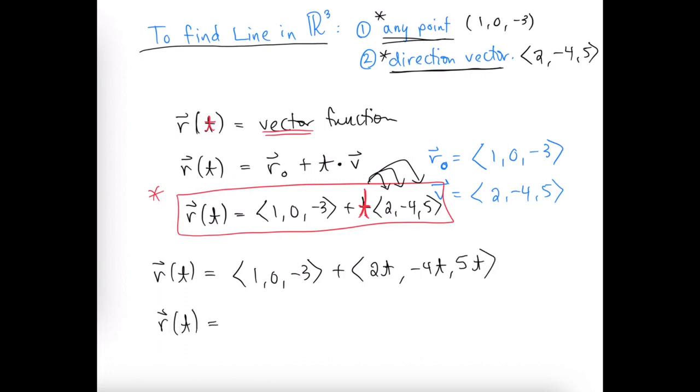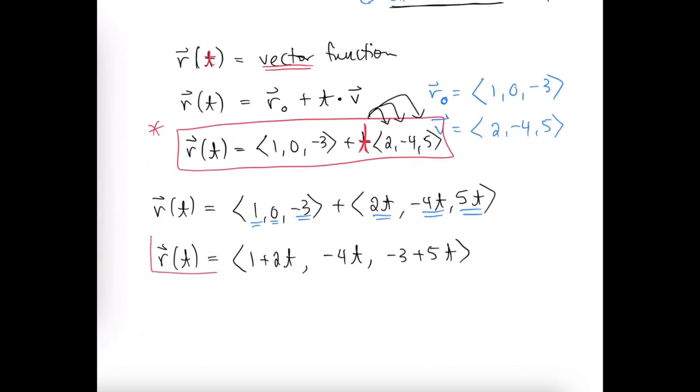And then we can also go ahead and add these two vectors together to get 1 plus 2t. So we're taking our x components and adding them together. And then if we add the y components together, we're going to get 0 minus 4t, which of course is just -4t. That's my y component. And the z components added together are going to be -3 plus 5t, and that is going to be my z component of my vector function. So here is another way, and actually my preferred way, of writing the vector function here.